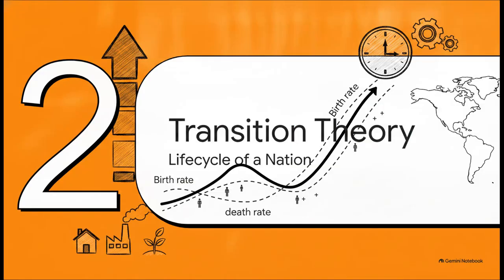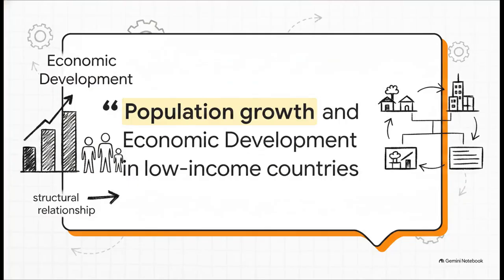Section 2. Demographic Transition Theory, the life cycle of a nation. With those terms out of the way, let's look at the core theory that explains how these rates actually behave as a country develops. This theory was introduced by A.J. Cole and E.M. Hoover back in 1958 in their book Population Growth and Economic Development in Low-Income Countries. What they did was super insightful. They showed that there's a real structural relationship between a country's economic development and its population growth.